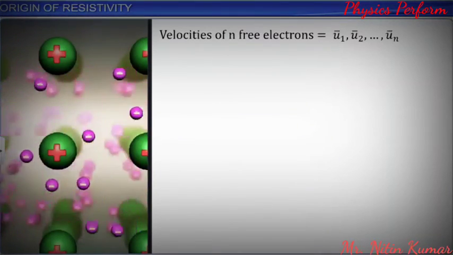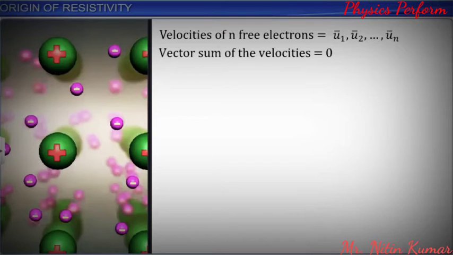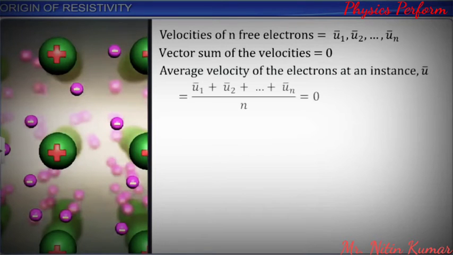As the directions of the velocities are random, the vector sum of the velocities of all the electrons is equal to 0. Hence, the average velocity of all the electrons at the instant, u, is equal to 0. Let this be equation 1.